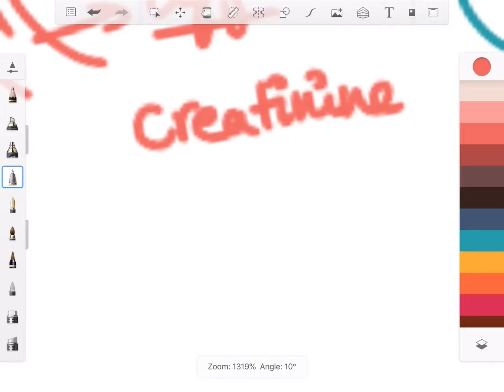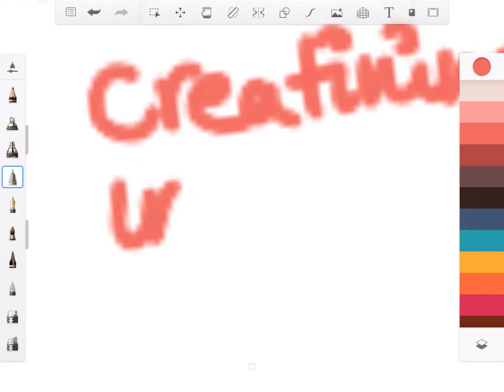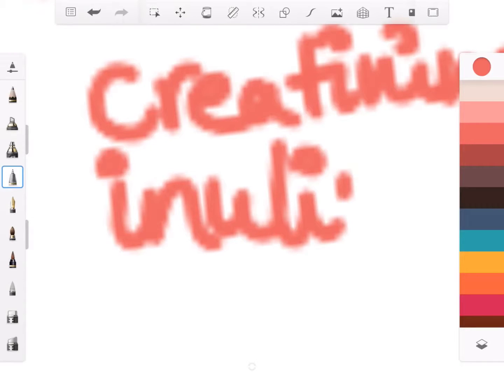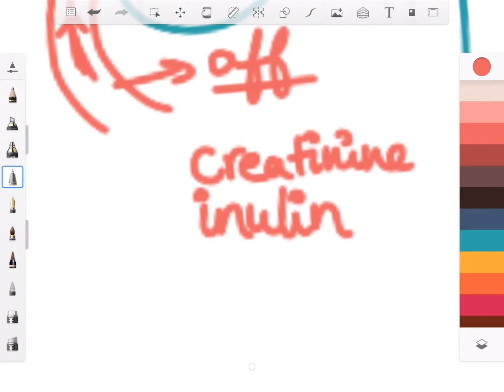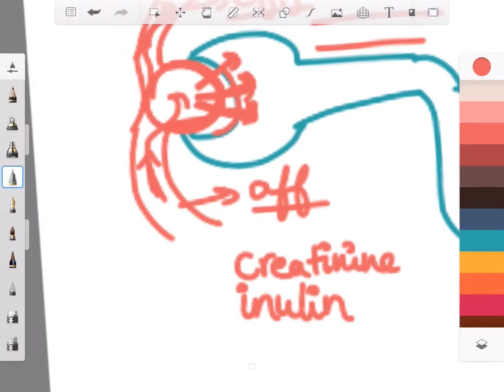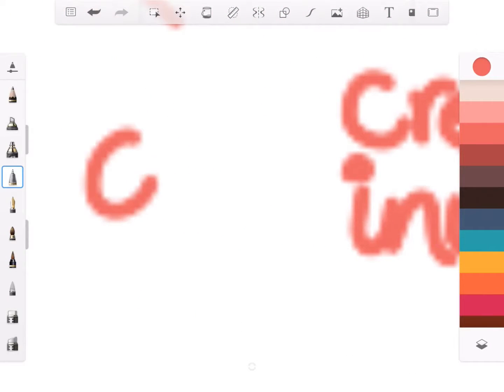Creatinine is something that our body already possesses, but we can also use a substance called inulin. Inulin is not produced in our body, so we have to introduce it into the patient and then measure the amount of inulin in the urine. So this is used for GFR.